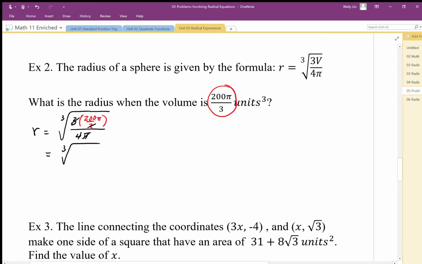Those cancel out. That's times 200. That's in the numerator. That's divide by 4. That's in the denominator. So I just write it like this. There are no perfect cubes in 50, so my radius then is going to be the cube root of 50. Now some of you who know the volume formula for the sphere, the volume of a sphere is equal to 4 pi over 3 r cubed. We can solve this algebraically for r as well, and we get the same value.